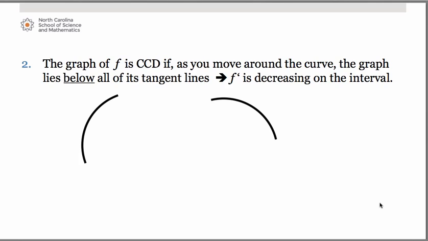The graph of f is said to be concave down if, as you move around the curve, the graph lies below all of its tangent lines, meaning that the derivative, f prime, is decreasing on the interval. So if we were to once again draw tangents to the curve segments, notice how the tangents all lie on top of the curve.